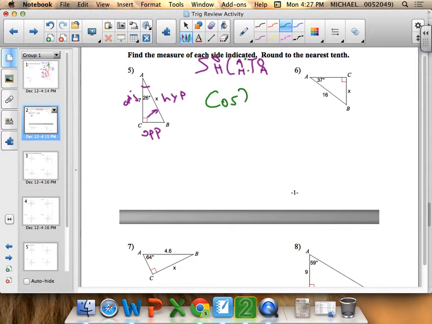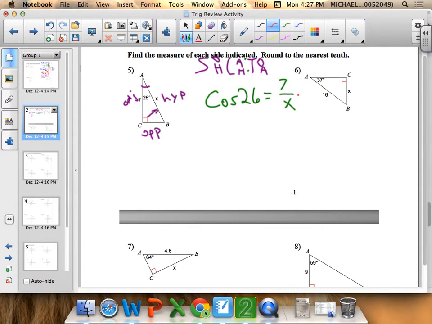Cosine of the given angle 26 equals the adjacent side, which in this case is 7, over the hypotenuse, which in this case is x. I have set up, you must write it like this, cosine of the given angle, cosine of 26 equals 7 over x. Now I just solve for x.